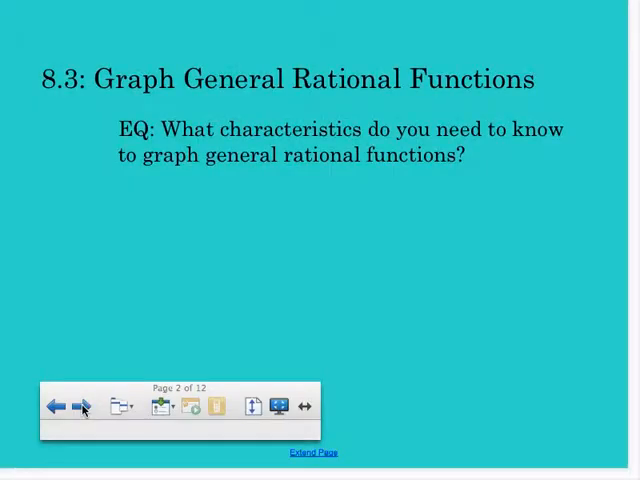So you're going to be taking notes over chapter 8.3, graphing general rational functions. We're going to keep doing graphs of general rational functions that Monday and Tuesday when we get back from spring break, and you will have a quiz on Tuesday over 8.1 to 8.3.